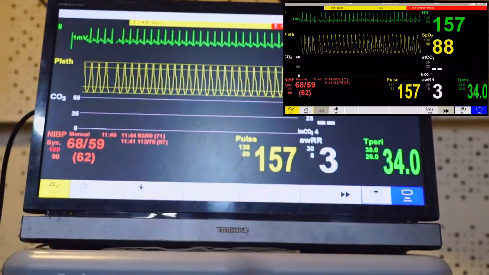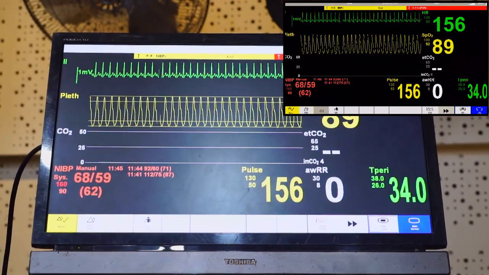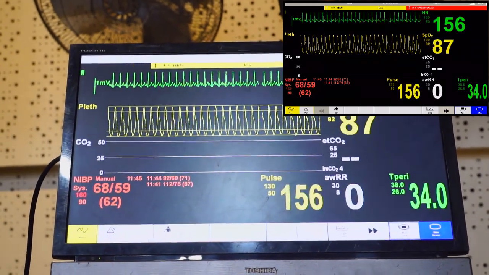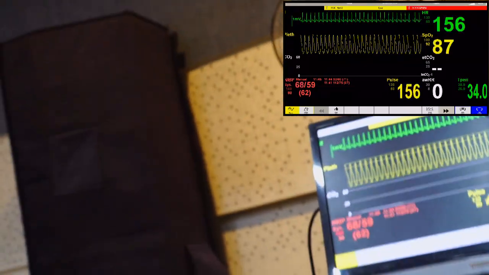ETCO2 is coming. SpO2, it will come up. Fibrinogen is 80 milligrams. We will also require cryoprecipitate.